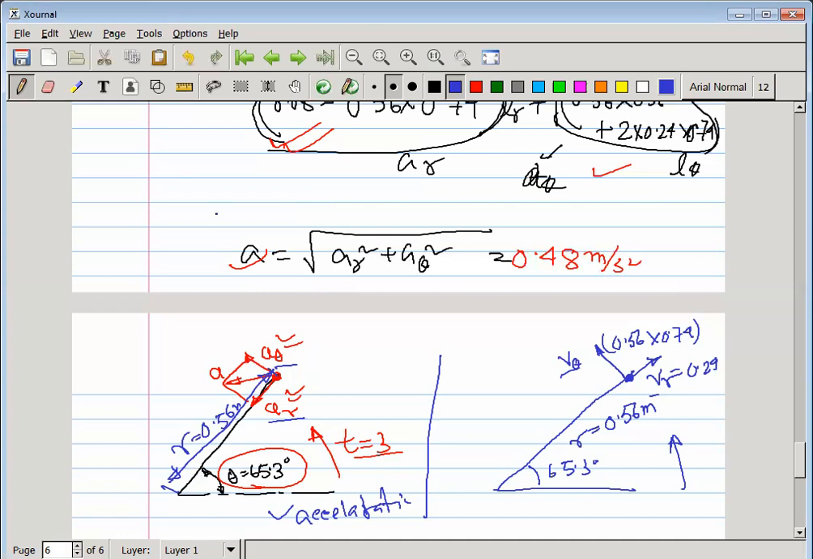Today we have discussed two different types of problems. One is based on the tangential and normal formulas, and one is based on the radial and transverse components. These two we have solved, right?